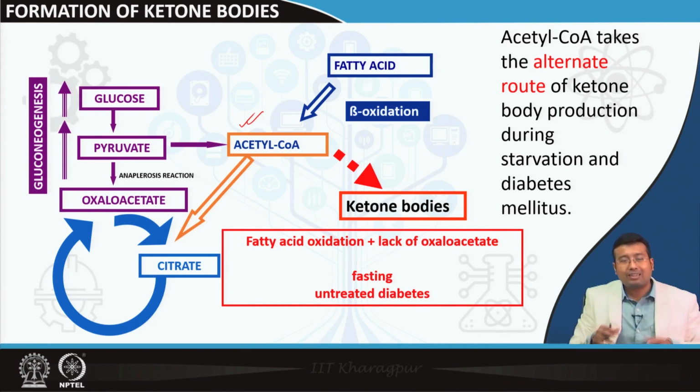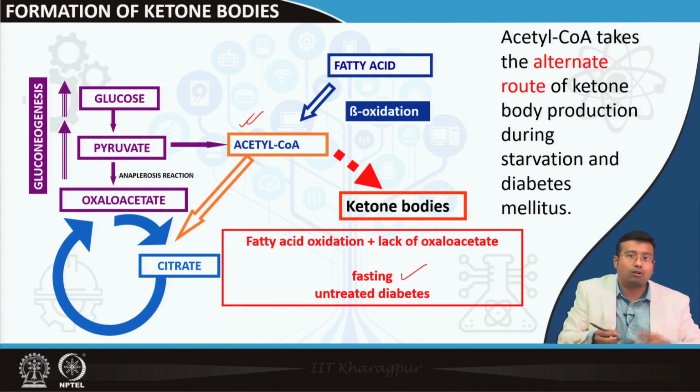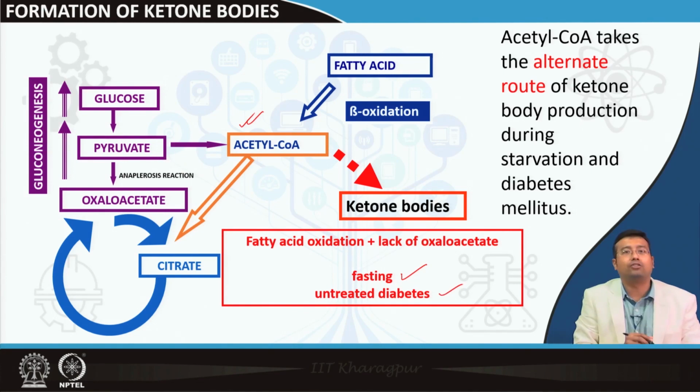This now forces the acetyl coenzyme A to get diverted into an alternate pathway. This alternate pathway is nothing but ketone body production. Again, we will be discussing that the condition that actually leads to this sort of metabolic alteration is fasting and untreated diabetes. In starvation and untreated diabetes mellitus, these are the conditions when this happens.